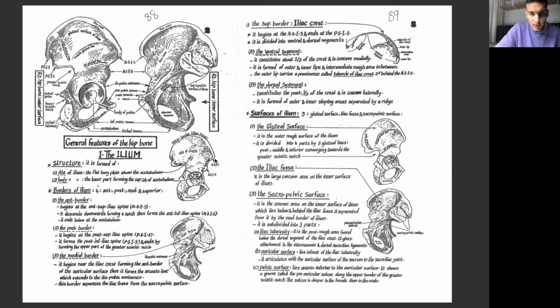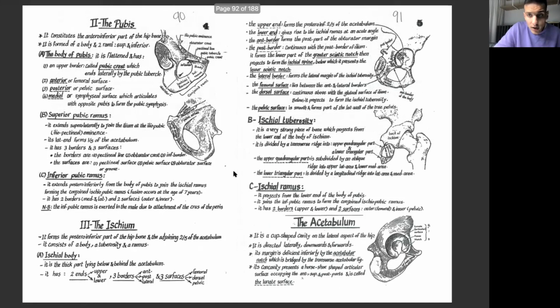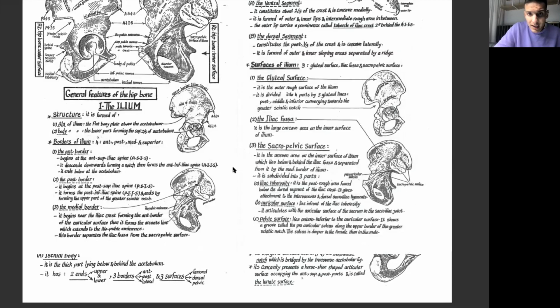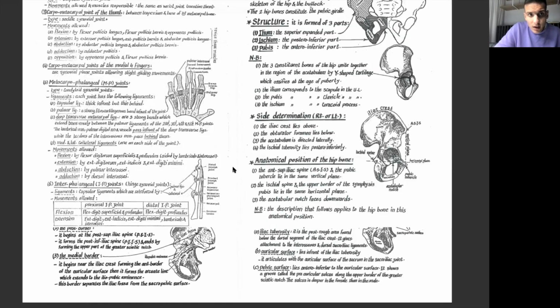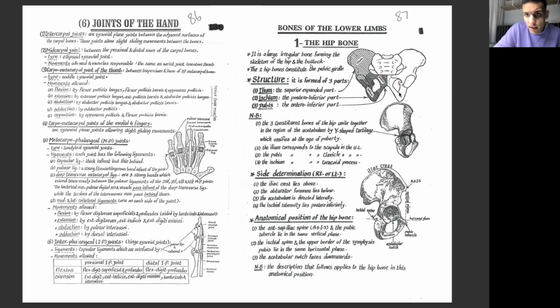There we go, here, and then it extends to the pubic tubercle. It's not clear where the pubic tubercle here is. Just give me a second. Yes, right here. So it'll be from here to here, somewhere. Okay.